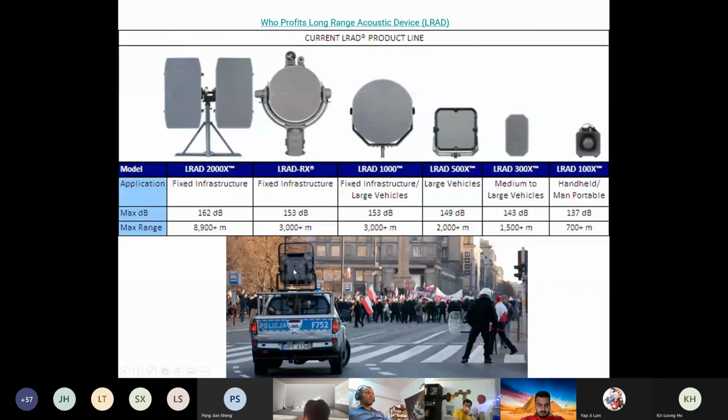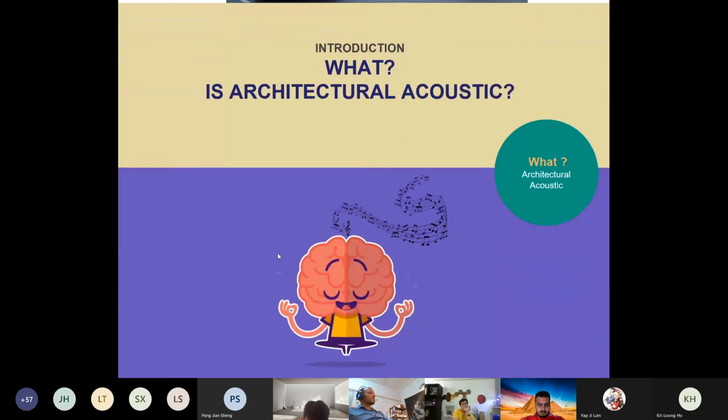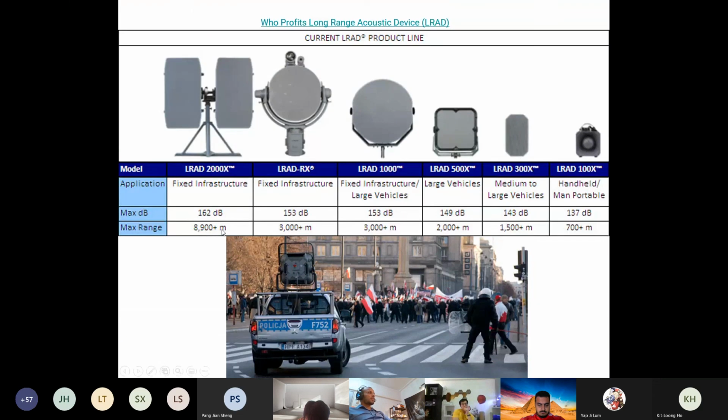And here is an example. As you can see, the distance is really far. For example, this one can reach a max range of almost 9 kilometers. This one is 3 kilometers. Far away from the protesters, you can have an impact on them.